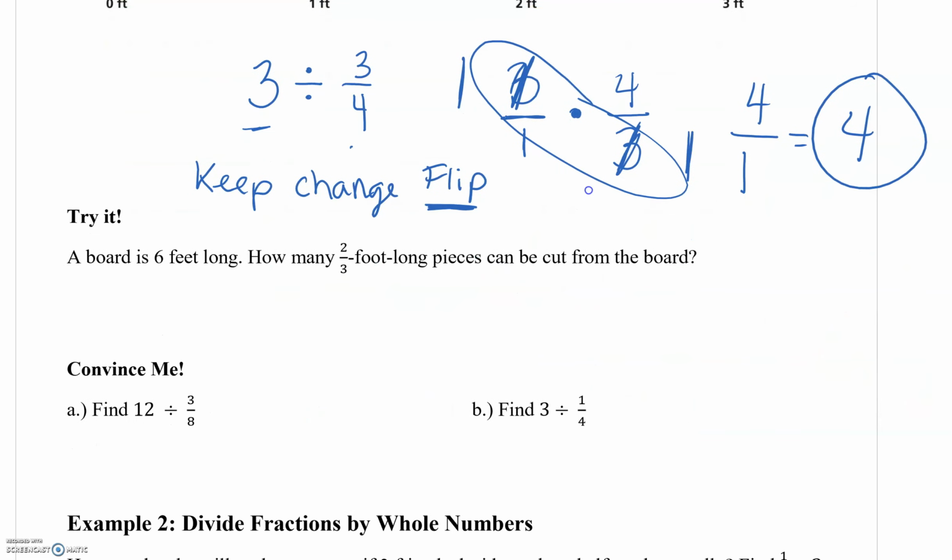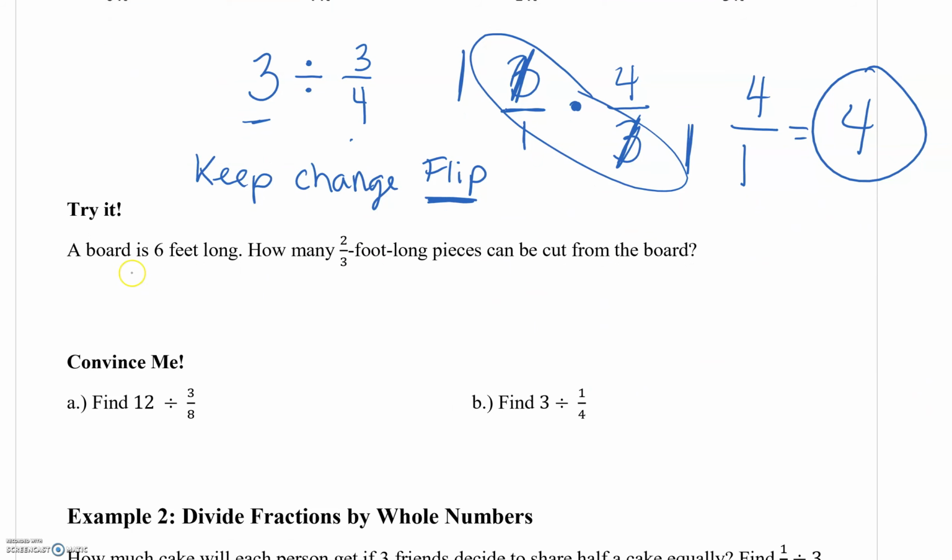Now pause the video and go ahead and do the try it and the convince me. And then in a moment, you will be able to check your answer. So please pause the video while you try these on your own. All right, so you should have answered your try it and convince me. Let's see how you did.